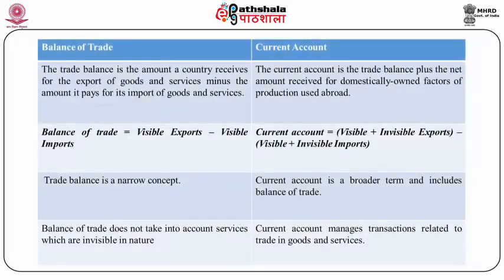Now let's differentiate between balance of trade and current account. The trade balance is the amount a country receives for the export of goods and services minus the amount it pays for the import of goods and services. The current account, on the other hand, is the trade balance plus the net amount received for domestically owned factors of production used abroad. Thus, we can say that the balance of trade is the difference in visible exports and visible imports, while current account includes visible plus invisible exports minus visible and invisible imports.